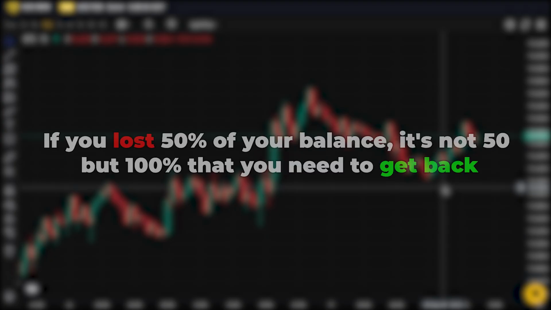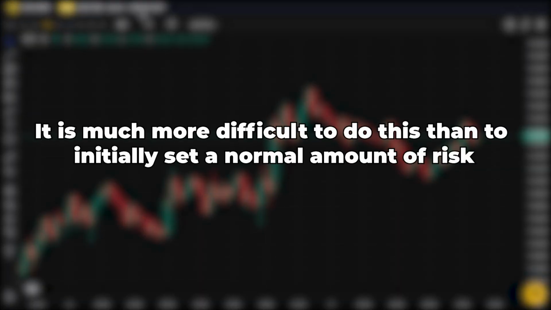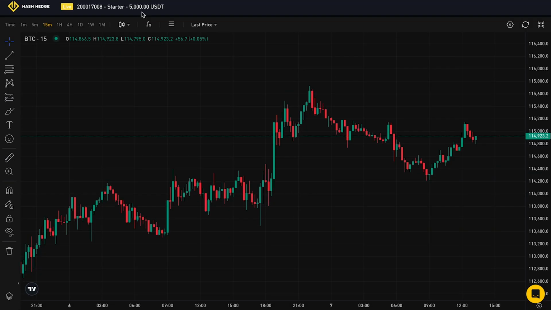And I'll remind you that if you lost 50% of your balance, it's not 50%, but 100% that you need to get back. Notionally, if you lose 50% of the $5,000 that's currently in your balance, that would be $2,500. Just to rebuild your balance, you need to make 100% profit to double that $2,500 in order to get back to $5,000. And it is much more difficult to do this than to initially set a normal amount of risk and, starting from it, make more confident trades.